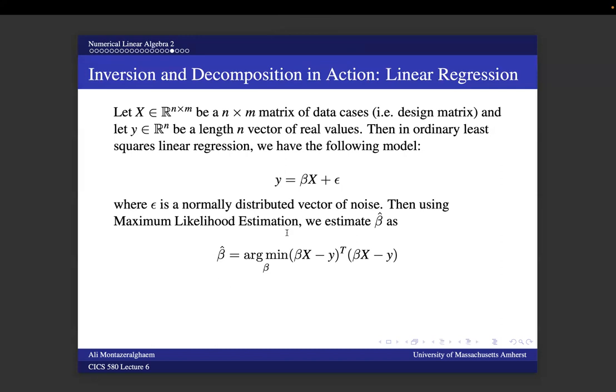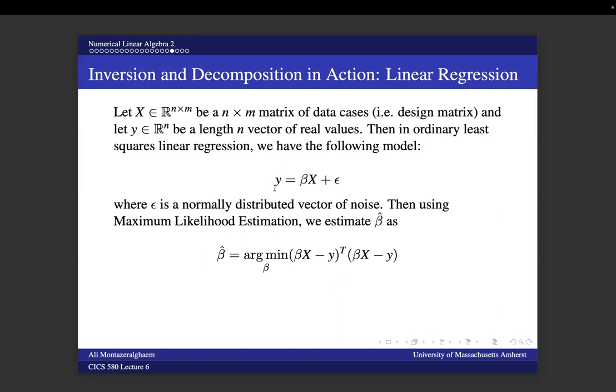Maybe you already know this about maximum likelihood estimation, but if we want an estimate for beta, beta hat, we take the argmin over beta of (beta times x minus y) transpose (beta times x minus y). If we find the beta that minimizes this formula, we can consider it an estimate for beta, and then use it in this formula to compute y for the next data point that we get.